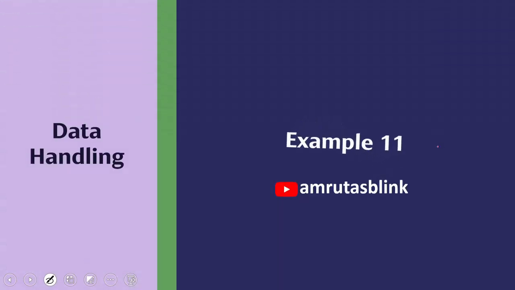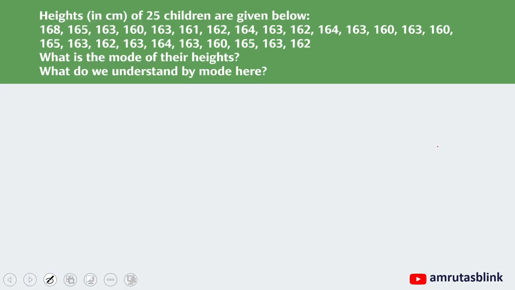We'll move to example number 11. Heights in centimeters of 25 children are given below: 168, 165, 163, 160, 163, 161, 162, 164, 163, 162, 164, 163, 160, 163, 160, 165, 163, 162, 163, 164, 163, 160, 165, 163 and 162. What is the mode of their heights?